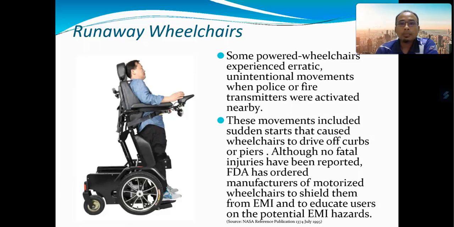So the second example is the accident involving runaway wheelchairs. Some wheelchairs experienced erratic, unintentional movement when police or fire transmitters were activated nearby. So this is very dangerous. You cannot control the movement of the powered wheelchairs. This movement included sudden starts that caused wheelchairs to drive off curbs or piers.